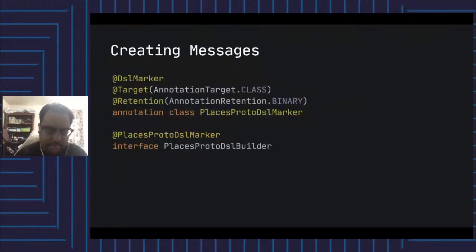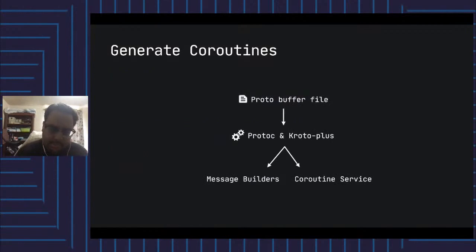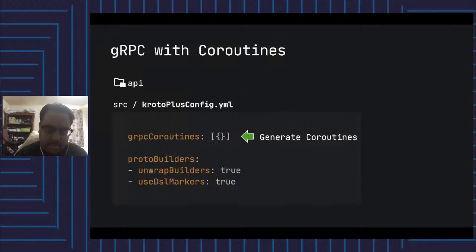I could also have the library create DSL annotation markers like this. So that's how the library will create all the different ways to create the messages that I'm going to send. But what about creating my coroutine bindings? Let's look at that. The way to configure it to create coroutine bindings for each of those RPC calls is that you turn it on in your YAML file like this.